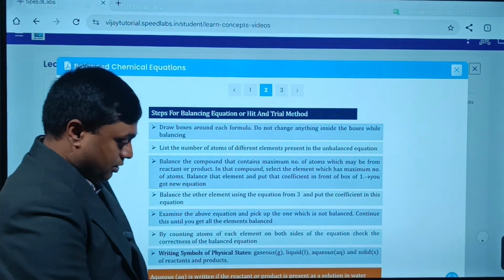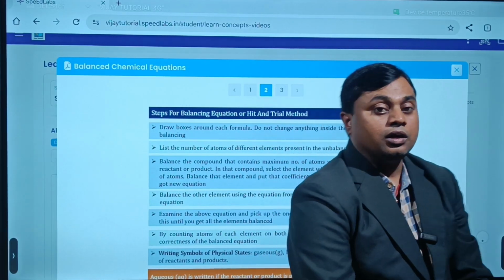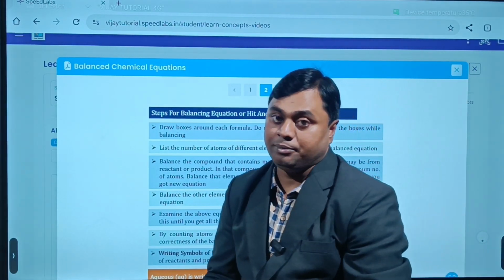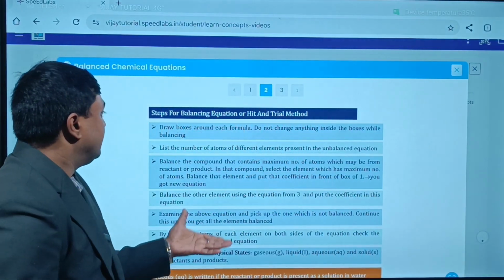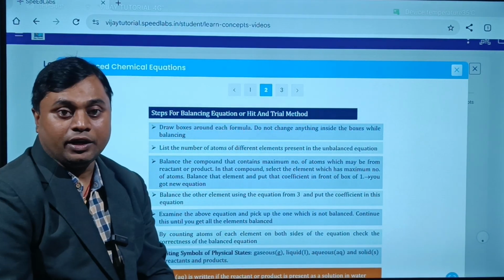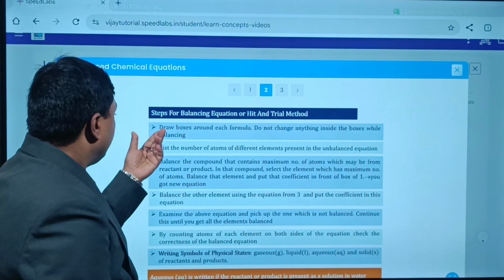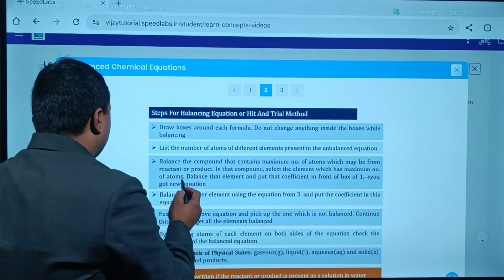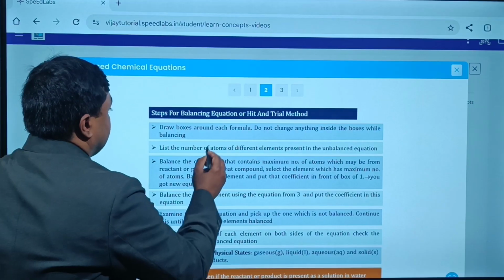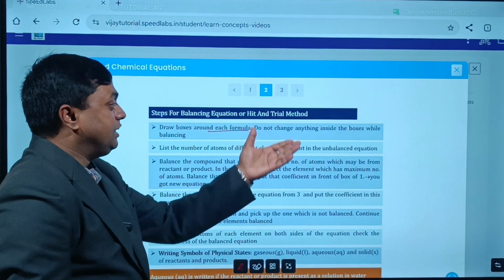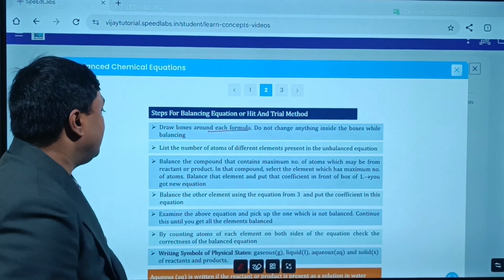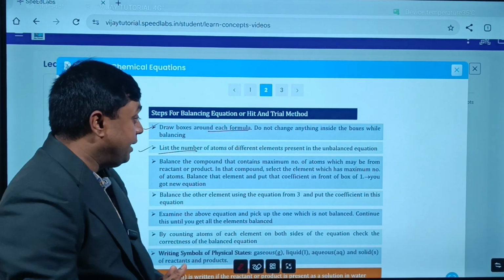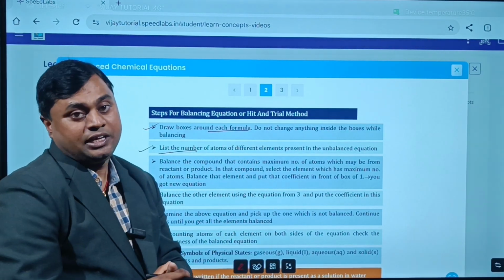In the exam they can ask you to write the balanced chemical equation or balance the following chemical equation. Generally, there are some steps we follow to balance a chemical equation. Whenever the chemical equation is given, first we have to draw boxes around each formula. Do not change anything inside the box while balancing. Second step is what? List the number of atoms of different elements present in the unbalanced equation.